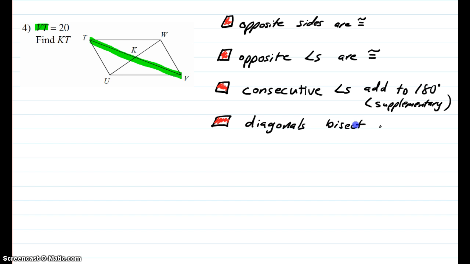So that means that VT here is a diagonal and UW is a diagonal, and so when they cross, it takes this and cuts it in half. So these two pieces are equal. And then what happens here is this piece gets cut in half, and so these two pieces are equal. So if we know this whole thing is 20, half of 20 would be 10. So this would be 10, and this would be 10, and 10 and 10 makes 20. So we say KT is equal to 10.